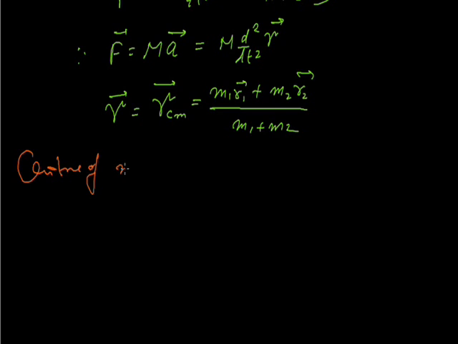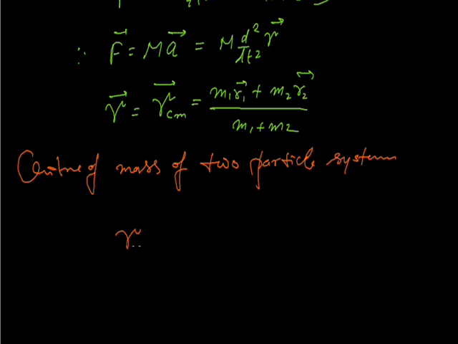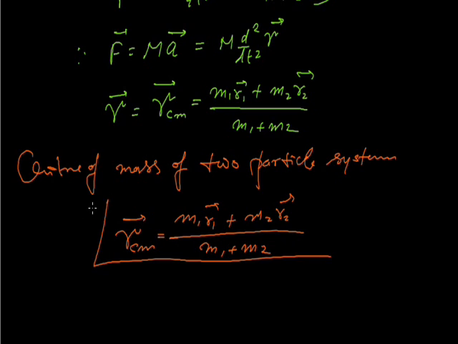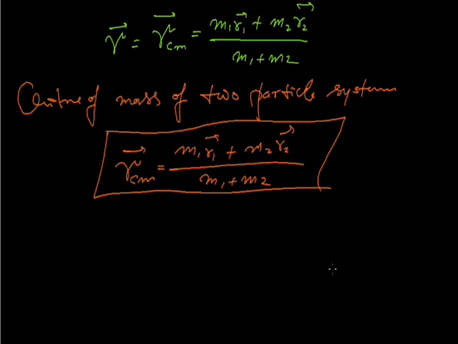The center of mass of a two particle system is given by RCM equal to m1 r1 vector plus m2 r2 vector upon m1 plus m2. This is the formula of the center of mass of a two particle system.